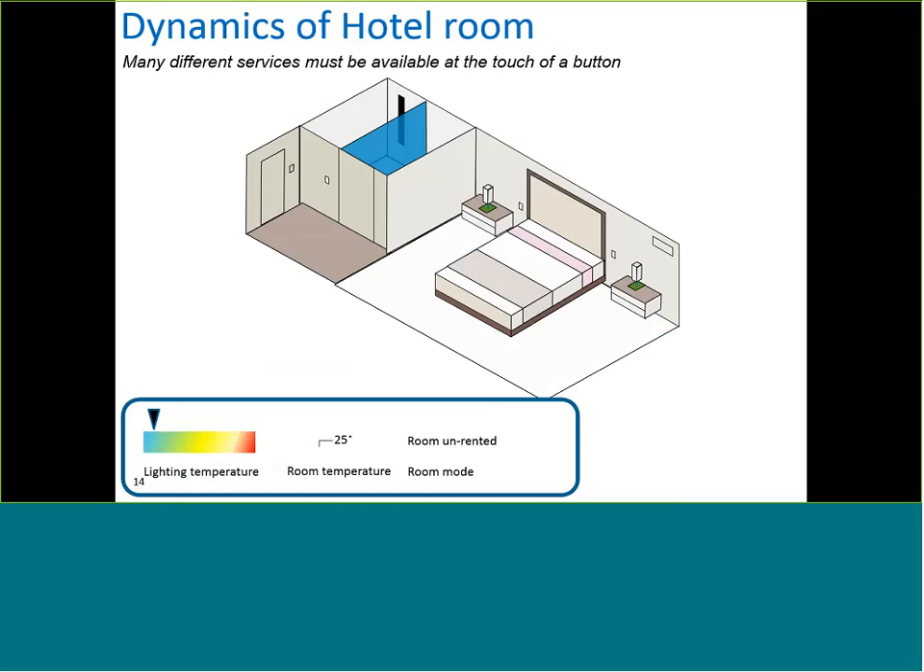Taking a look at a simple guest room, we're going to see the changing of the light temperature through the cove lighting above the bed. We'll also take a look at the room temperature and the current room status. When a room is unrented, we see that the current temperature has been set quite high. This would be uncomfortable for a guest, but we're allowed to put the room into an energy efficient mode, knowing that it is not going to be occupied for some time.